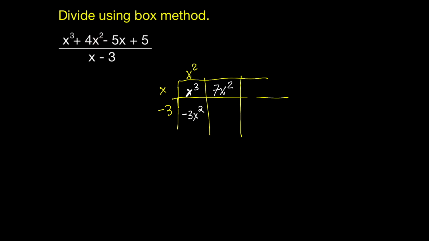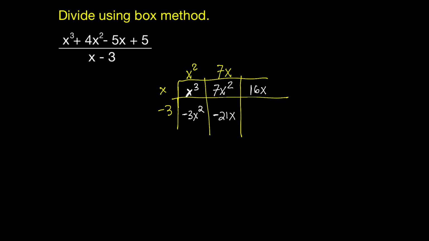And now I'm going to repeat this process. I'm going to go back to x and think, what quantity such that when I multiply it with x is going to give me 7x squared? Well, that's going to be 7x, because 7x multiplied with x gives me 7x squared. Now I'm going to get 7x and multiply it with negative 3. That's going to give me negative 21x. Now that I have negative 21x, I'm going to go back to my numerator and look at the term with x. And that's going to be negative 5x. So negative 21x plus what is going to give me negative 5x? That's going to be a positive 16x.